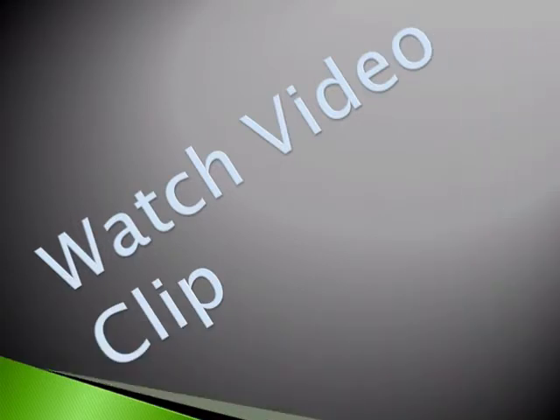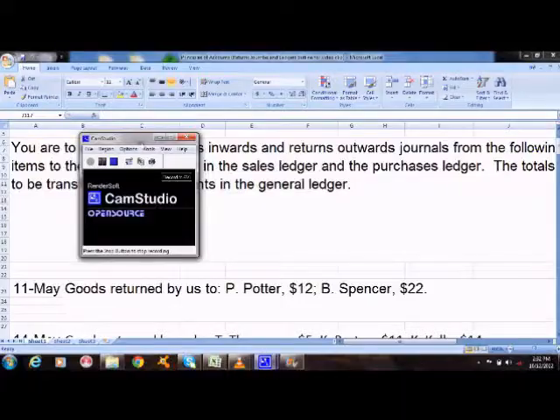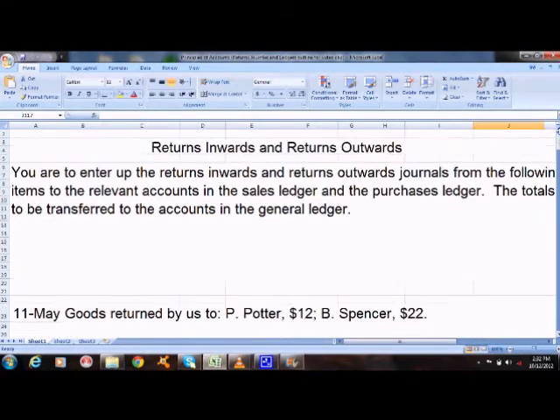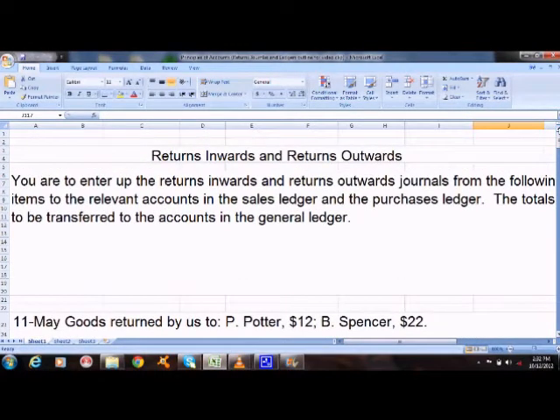Now watch these video clippings of how the returns inwards journal works and posting works as it relates to returns inwards. Now we're going to look at some other transactions as it relates to returns inwards and returns outwards journal.